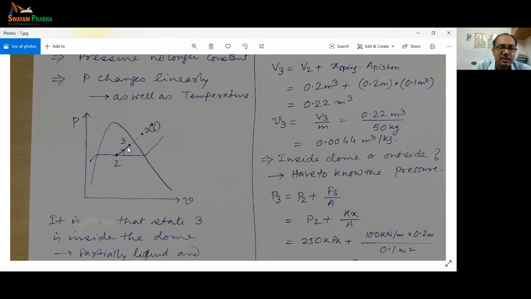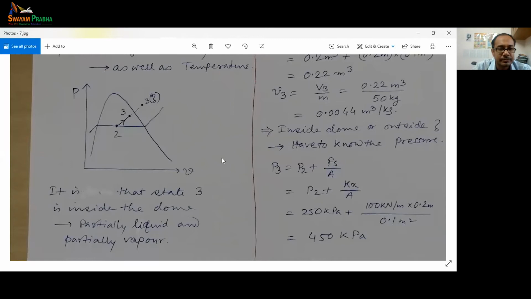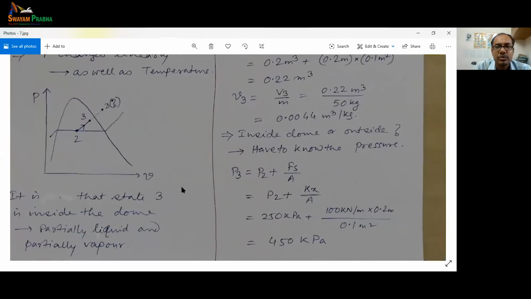But whether it will stay inside the dome or reach the superheated vapor region, we don't know, right? Again, we have to check from the given data. We can only say that 3 will be somewhere on this line. So we have to check whether state 3 is inside the dome, that means partially liquid and partially vapor.